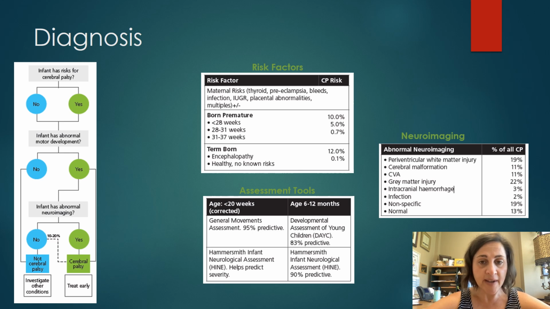Okay, so we look at risk factors, we look at the history and physical examination, and then we're looking at assessment tools of how to assess that motor development, which we will get into in future slides.